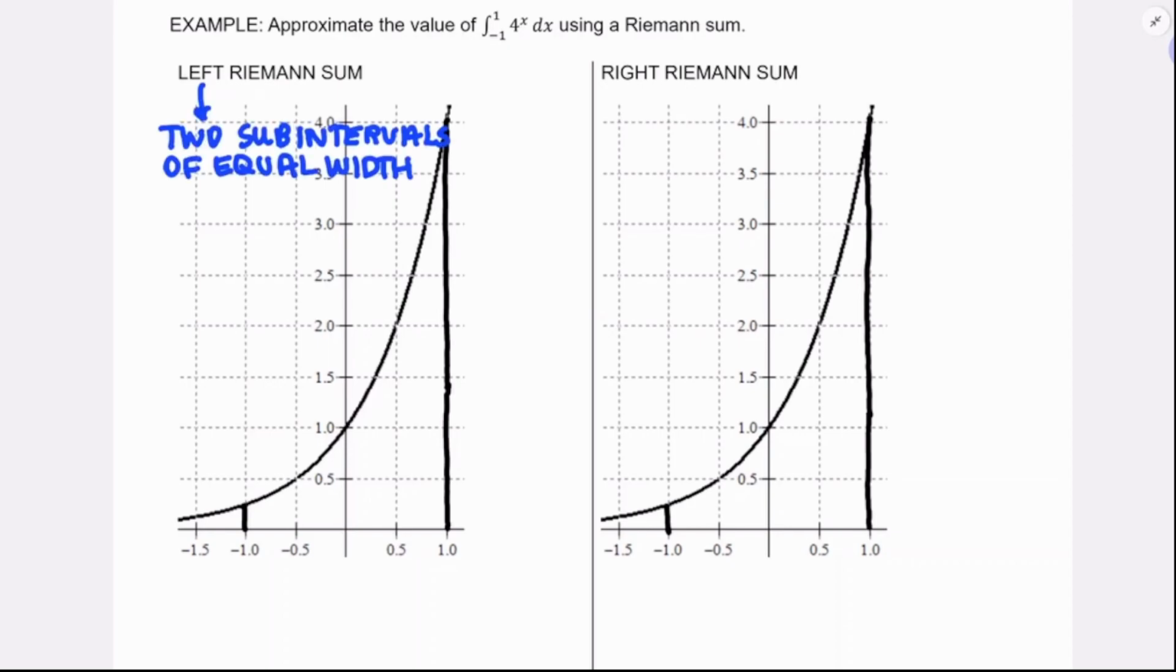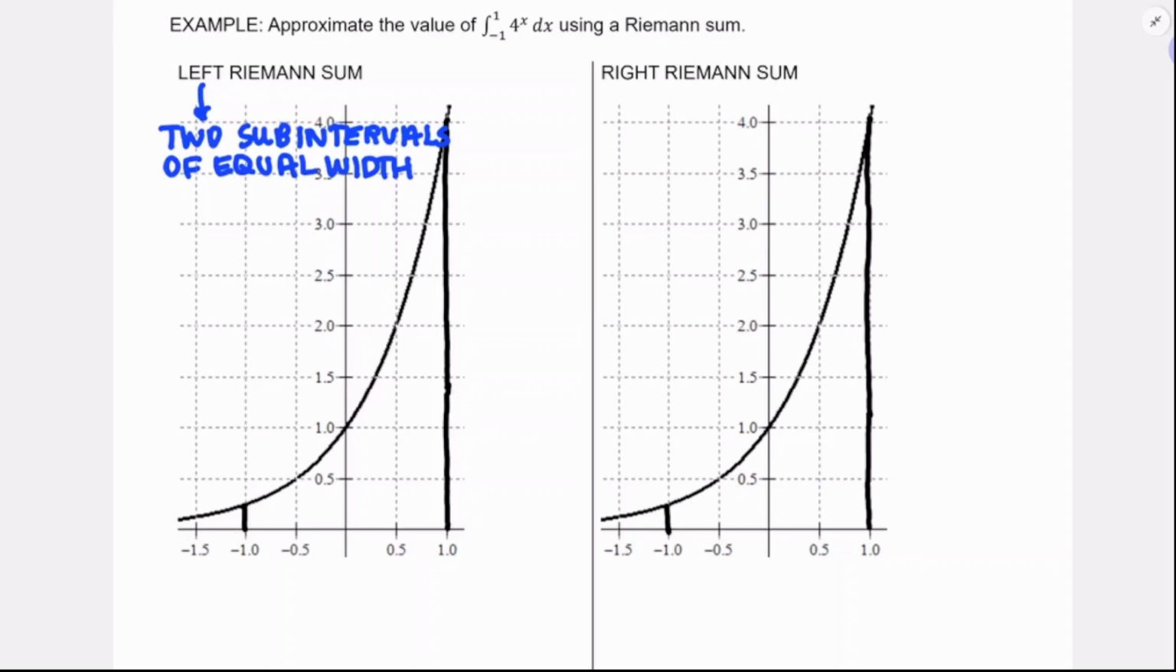So for this left Riemann sum, I'm going to do it with 2 subintervals of equal width. And you'll always be instructed in the statement of the problem on how many subintervals to use, if they need to have equal width, and which type of Riemann sum you're going to do. So the first step is to subdivide your interval.